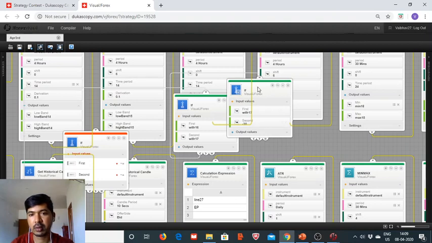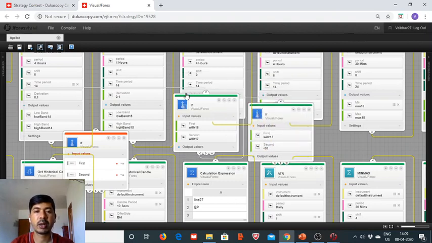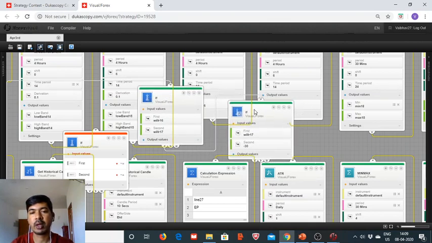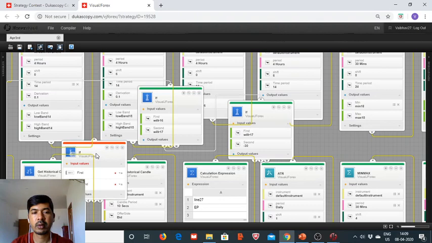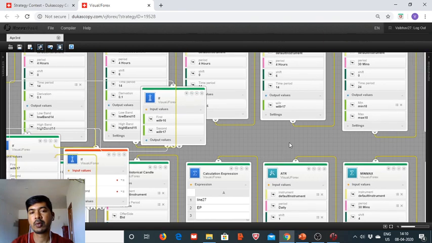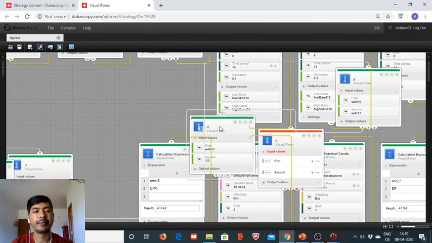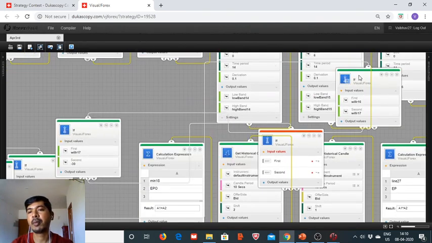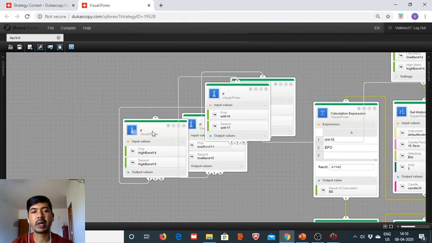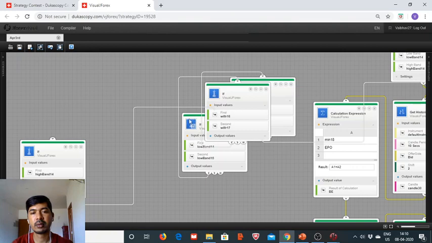Okay, so the Williams R should be less, and the prior Williams R value should have been greater. So we are done with the EMA envelope band and Williams R conditions.